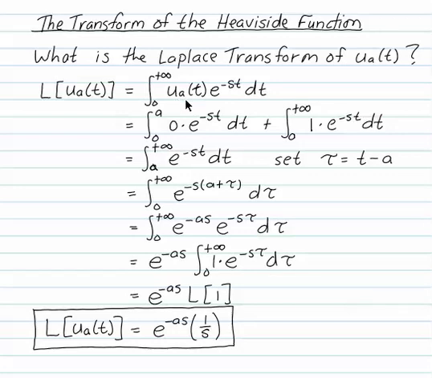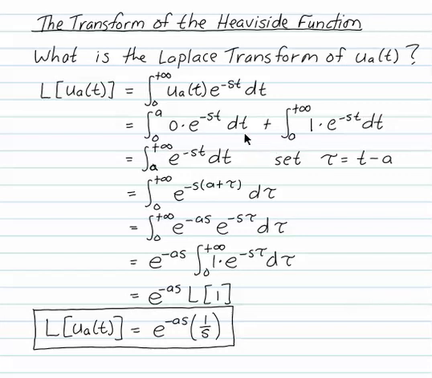And remember, u of a is just 0 or 1. It's 0 before you get to a, and it's 1 after. So you can write this integral in two pieces. The integral from 0 to a of 0 times e to the minus st dt. That's just an integral equal to 0. Or the integral of 1 times e to the minus st dt from a to infinity. This lower limit here is an a.